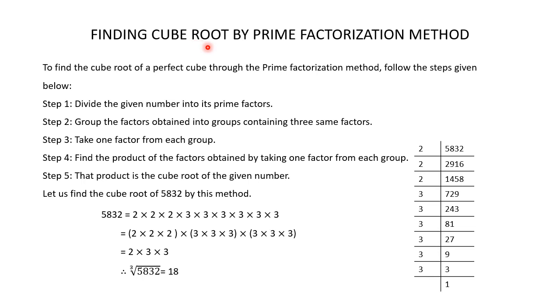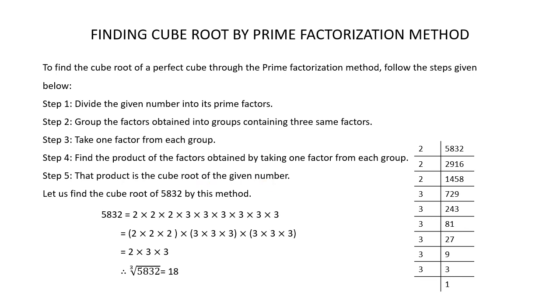Now let's learn how to find cube root by prime factorization method. To find the cube root of a perfect cube through the prime factorization method, you have to follow these steps. First, you have to divide the given number into its prime factors. Then, group the factors obtained into groups containing 3 same factors. Next, take one factor from each group. Find the product of the factors obtained by taking one factor from each group. That product is the cube root of the given number.